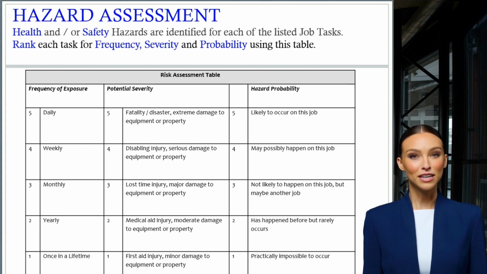Each hazard is assessed using the following criteria: likelihood or probability. How likely is it that the hazard will actually cause harm? Severity. How serious would the consequences be if an incident occurred? Frequency of exposure. How often are workers exposed to the hazard? Each of these is ranked on a scale from 1 to 5 and then multiplied together to produce a pre-control risk rating anywhere from 1 to 125.